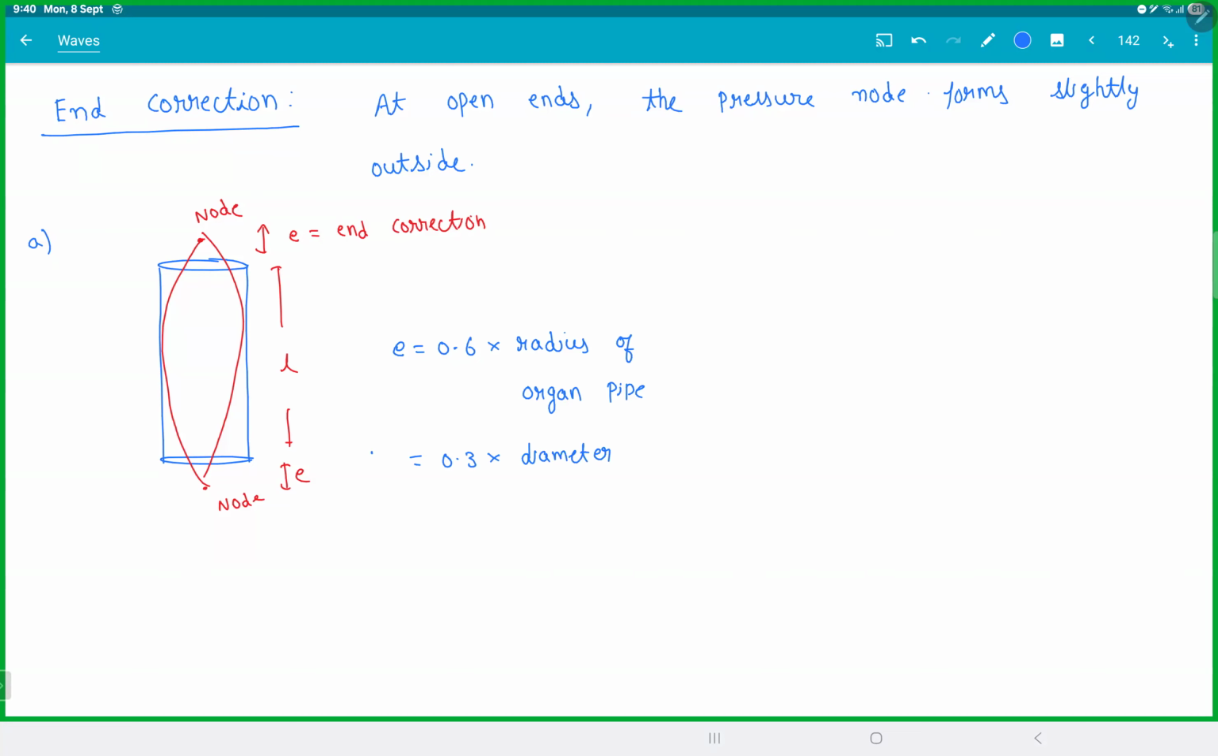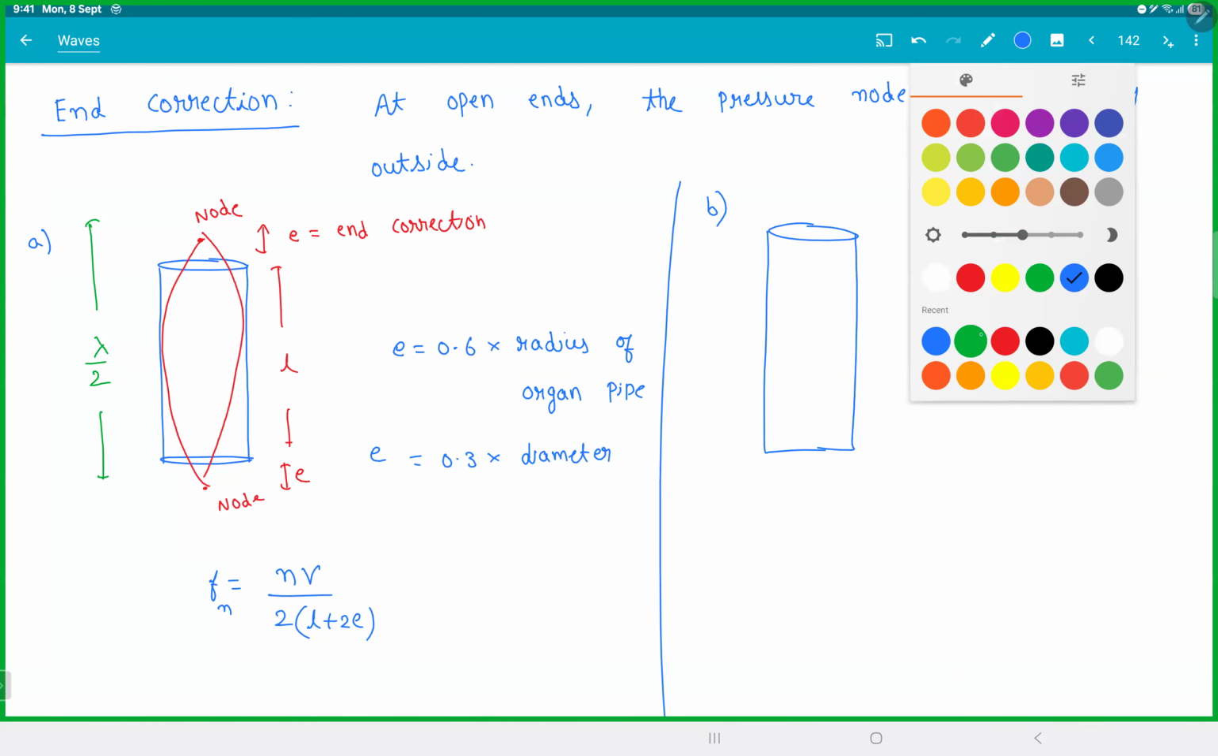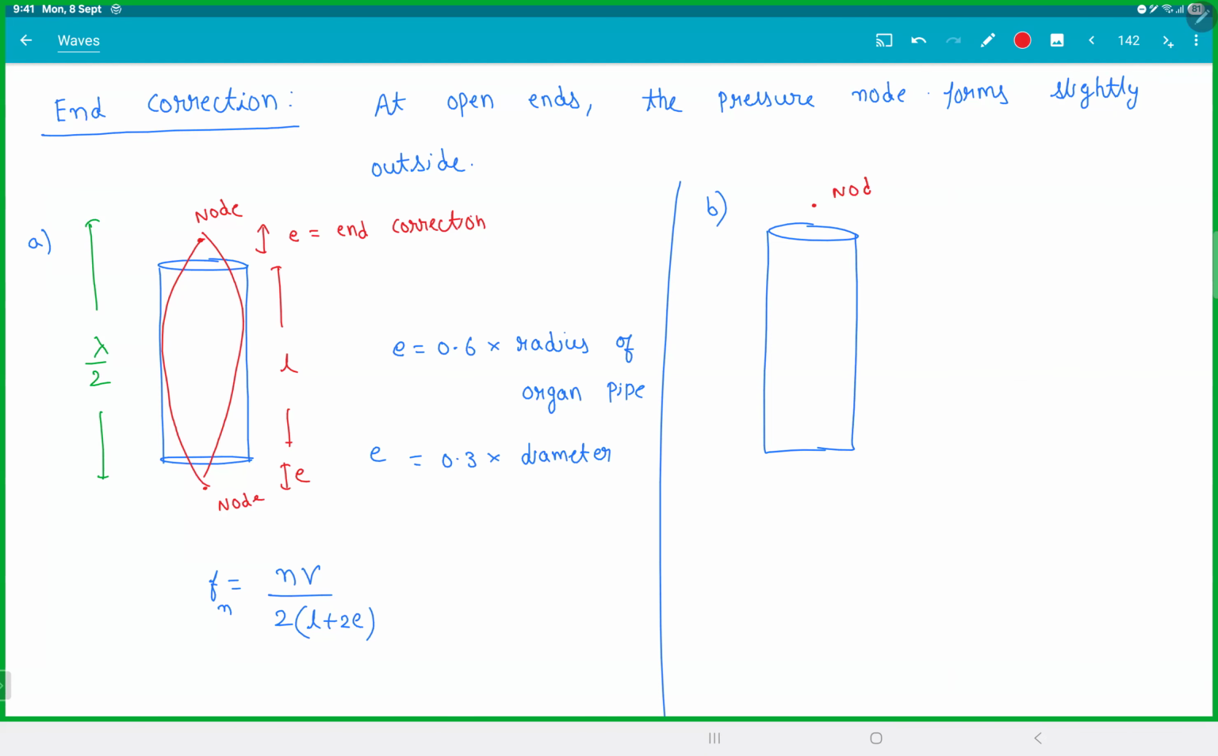So your formula becomes this, everyone. V is equal to NV by 2L, it will become L plus 2E. Making sense? So basically, this whole length will be lambda by 2. Node to node is lambda by 2. So length plus 2 times end correction will be lambda by 2. You just have to replace the length of the pipe with L plus 2E. Here there's only one end correction.